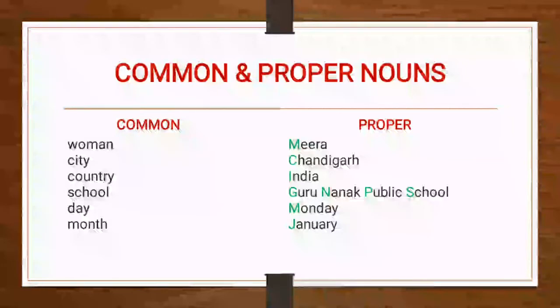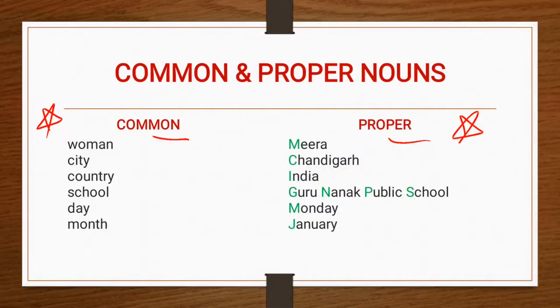Do you know what common and proper nouns are? A common noun is a general noun, and a proper noun is the name given to a specific person, place, animal, or thing. For example, on the left, all the nouns are common nouns, and the nouns on the right are proper nouns. For example, woman is a common noun because it can be any woman. But when we say Meera, it is the name of one specific person or one individual. So Meera is a proper noun.